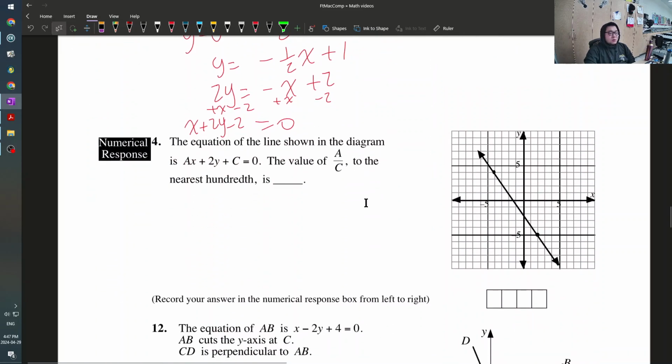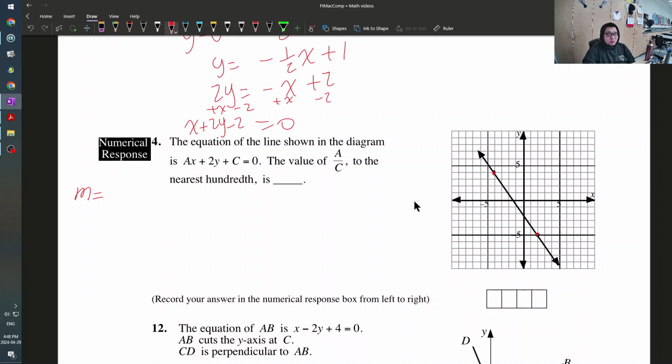4. The equation of the line shown on the diagram is ax plus 2y plus c is equal to 0. I want to find the value of a over c to the nearest hundredth. They have given us 2 points on the coordinates. So we'll first find the slope, and then we're going to use the point-slope form to find the equation and then simplify it.